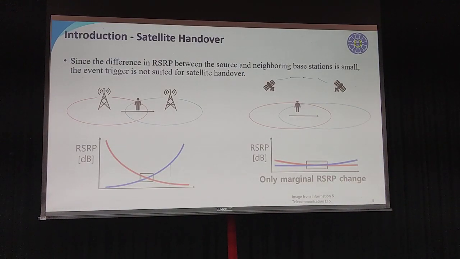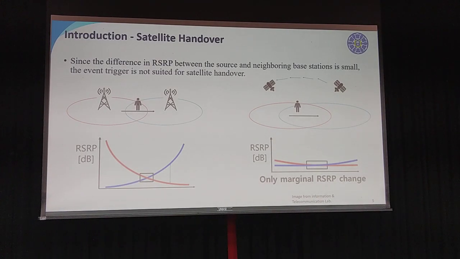Next, let's discuss the background knowledge of satellite handover. Handover in terrestrial base station communication is based on signal strength. When the user moves, the distance between the user and the base station can change, and the signal strength changes accordingly. Therefore, the base station can determine when to hand over to which target station based on the signal strength.